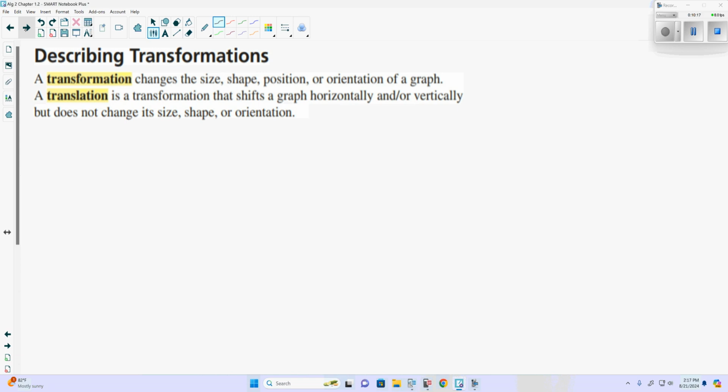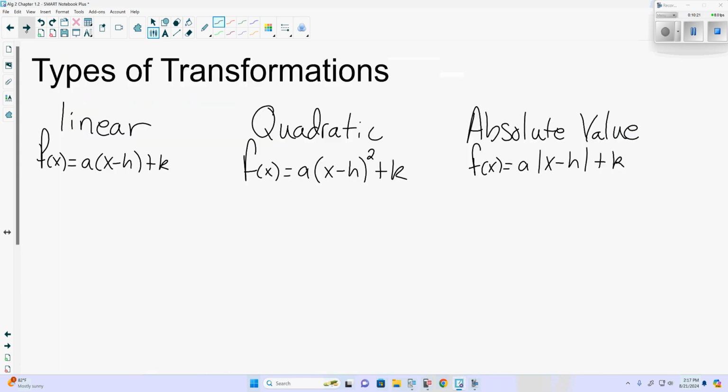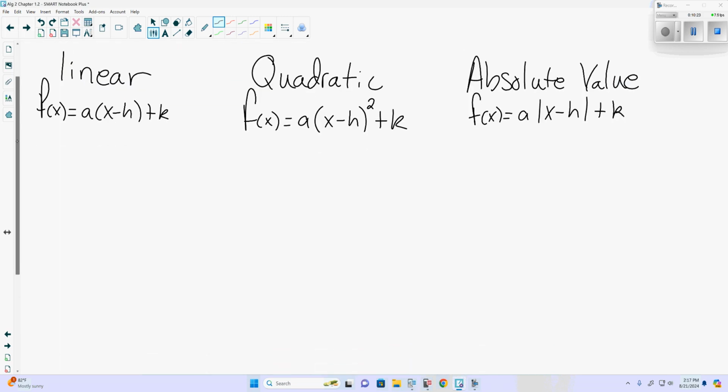All right? Now, as I said, with this here, these values, A, H, and K, do have a purpose. H is the first one to look at. Now, in the past, I've written it under each one.